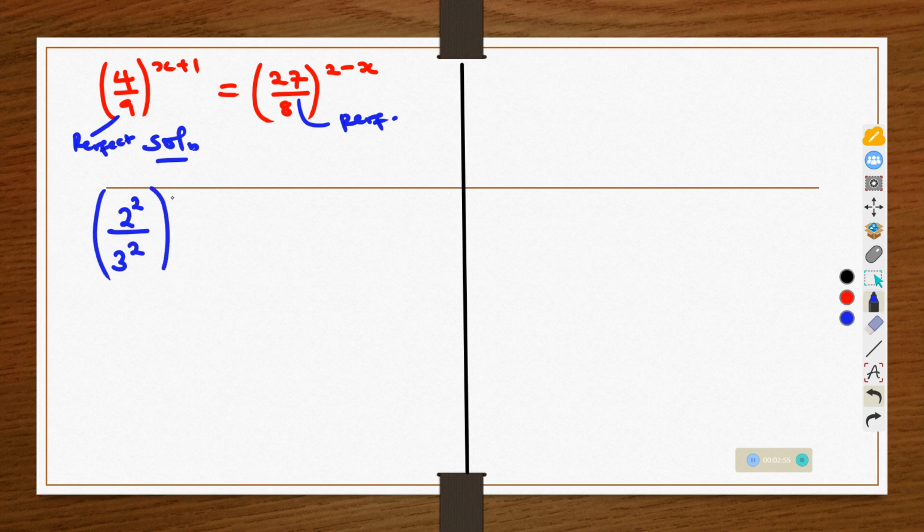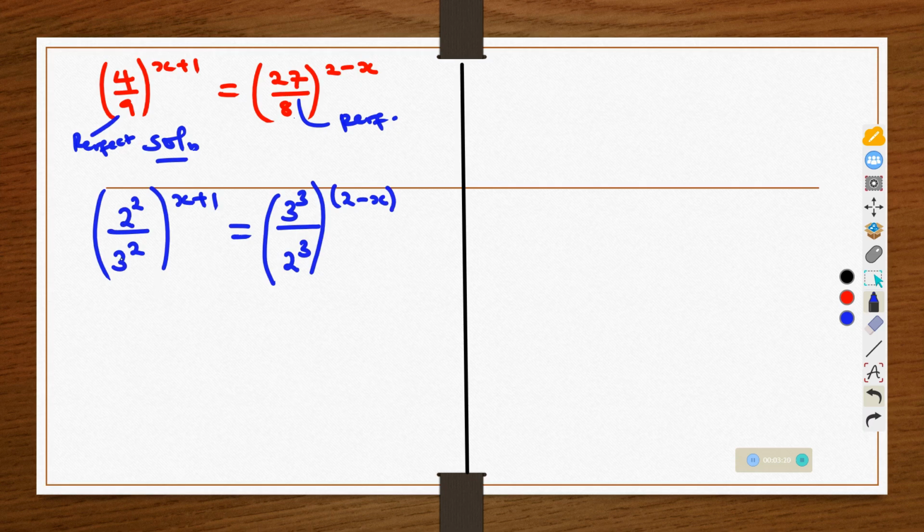So this one here is to the power of x plus 1. This is equal to 27, which can also be expressed in terms of cubes as 3 to the power 3, divided by 8, which can be expressed as 2 to the power 3. So this is to the power of 2 minus x.